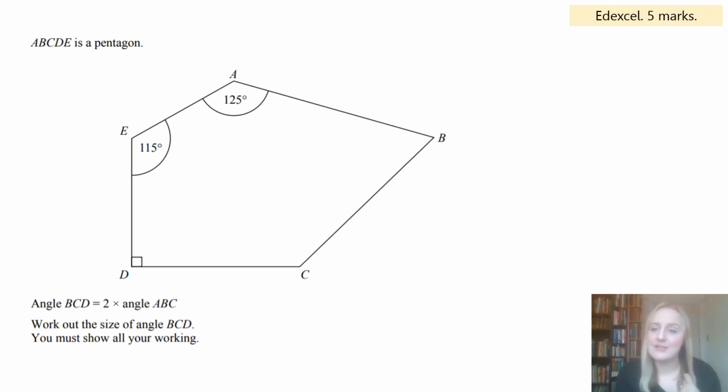Final exam question I want to have a look at, again, is from Edexcel. This is a 5-mark question, which is a pretty big question. And I've got a bit of the examiner's analysis for this one. So have a look at this.